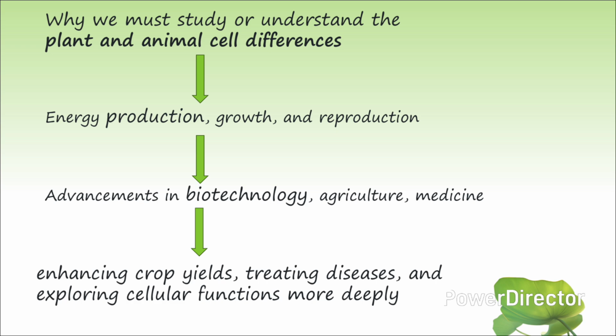So, this is all about the difference between the animal cell and plant cell. Why we must study or understand the plant and animal cell differences is it offers insights into their specialized functions such as energy production, growth, and reproduction. Understanding these differences can lead to advancements in biotechnology, agriculture, and medicine, providing a way forward in enhancing crop yields, treating diseases, and exploring cellular functions more deeply.